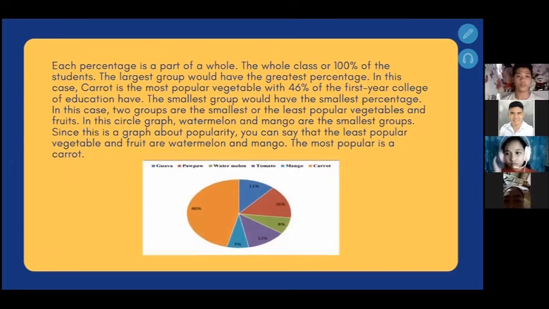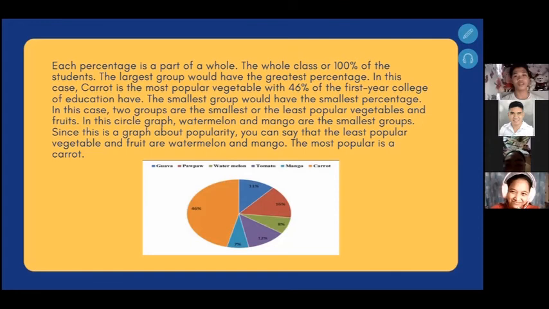Each percentage is a part of a whole. The whole class or 100% of the students. The largest group would have the greatest percentage. In this case, carrot is the most popular vegetable with 46% of the first-year College of Education students. The smallest group would have the smallest percentage. In this circle graph, watermelon and mango are the smallest groups. Since this is a graph about popularity, you can say that the less popular vegetable and fruits are watermelon and mango. The most popular is the carrots.